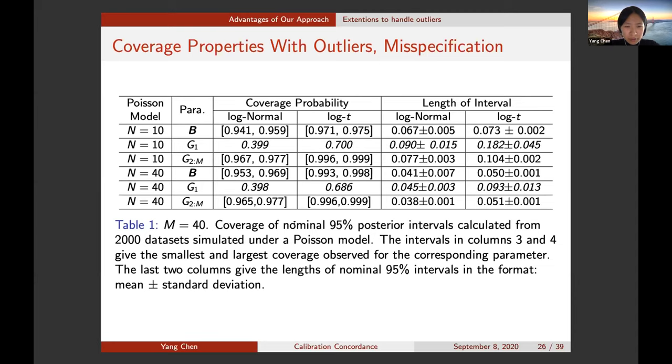So this result is showing the contrast between the log normal model and the log T model. For the cases where we don't have outliers, both the log normal and log T models perform really well. When we have outliers, the log T model performs much better than the log normal model based on the coverage probability. And the lengths of the interval are actually comparable with each other.